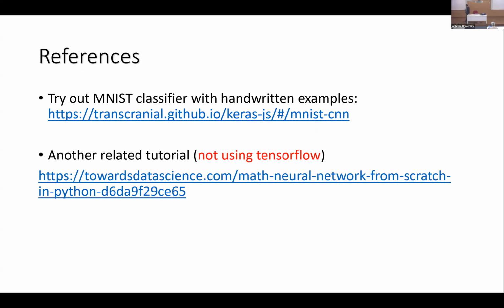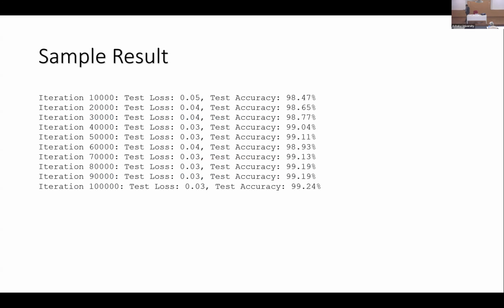Please try out these other examples also. Without using TensorFlow, one example is also there. All these are good things to experiment with, and then you can try different things on your own. Any questions so far?